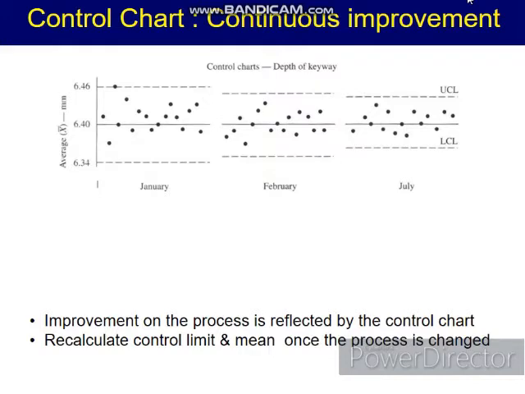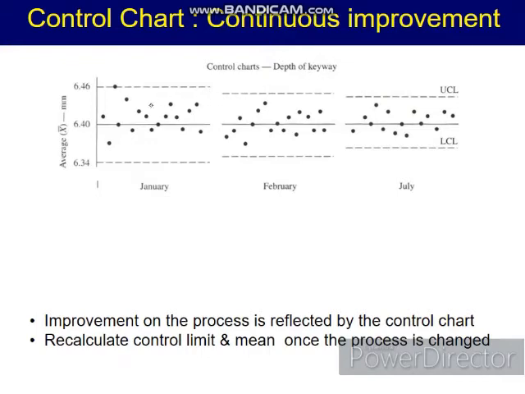So we have looked at how to use the control chart to identify whether the process is in control or not. Again, if it's out of control, then you have to fix it and address the issue. The other thing that you can use the control chart for is to look for continuous improvement, right? So this is an example of a control chart of the depth of a keyway. You have a product, you have to machine the depth of a certain product, and they call it the depth of a keyway.